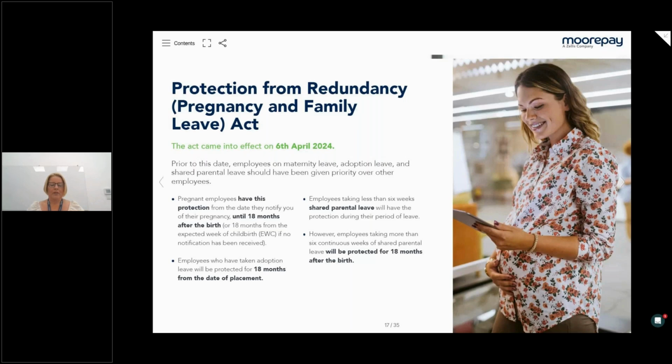They used to just have it while they were pregnant, but now they have it from pregnancy until 18 months from the date of birth of the child. So it goes a lot further than the previous protection. Again, it covers people who have adopted as well. It's not just people who've given birth. It's also extended to people who take 6 weeks or more of shared parental leave. Again, it's still 18 months, so it's worth considering.